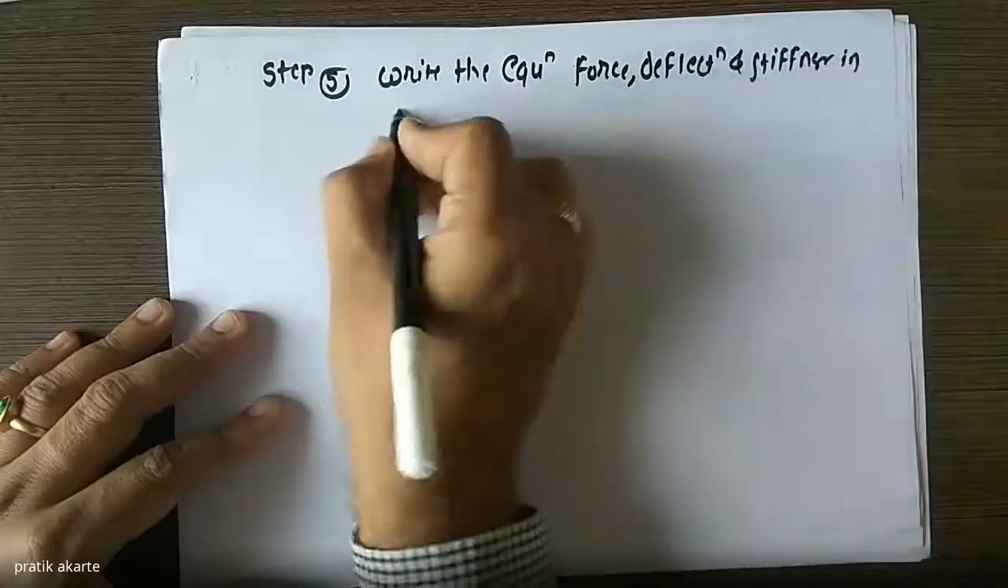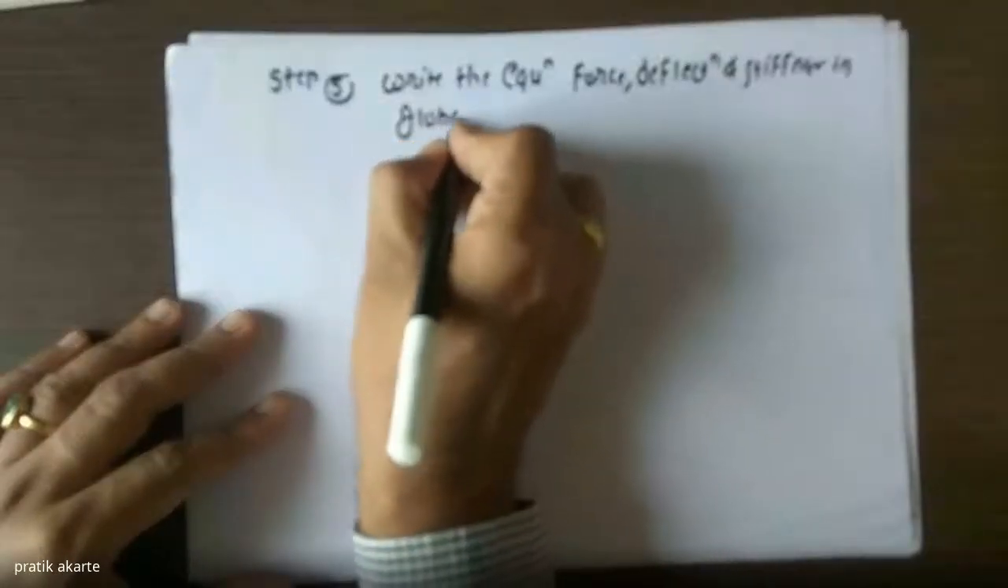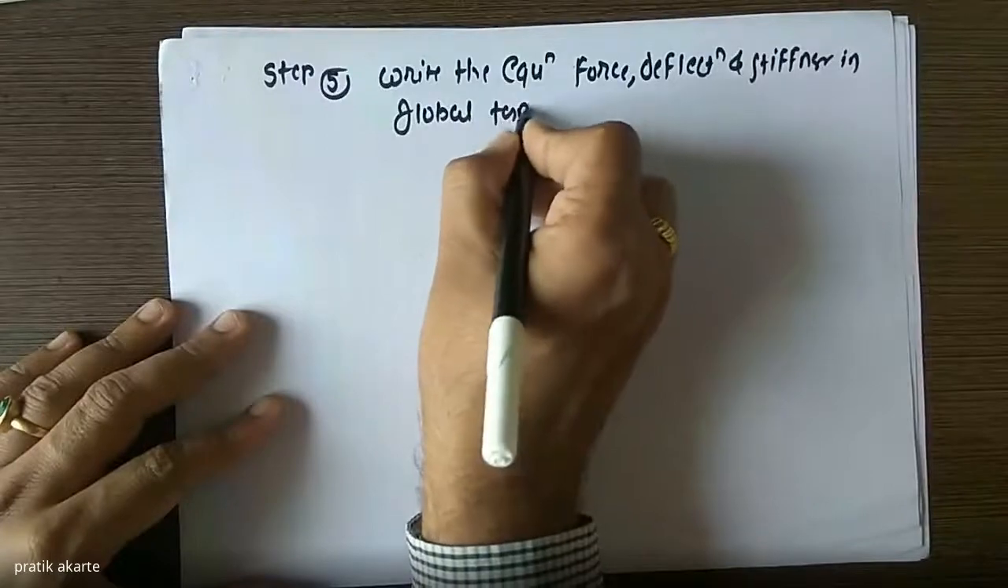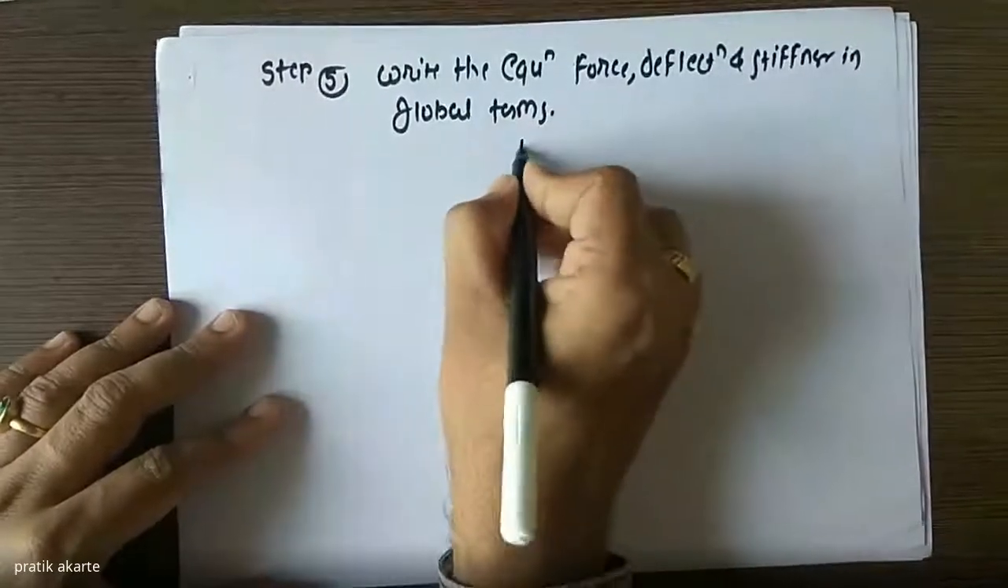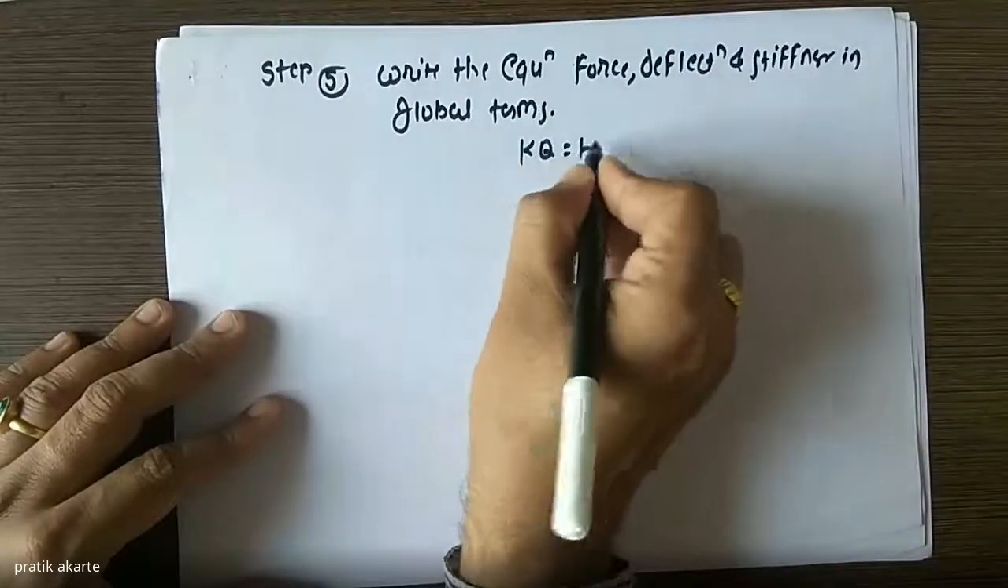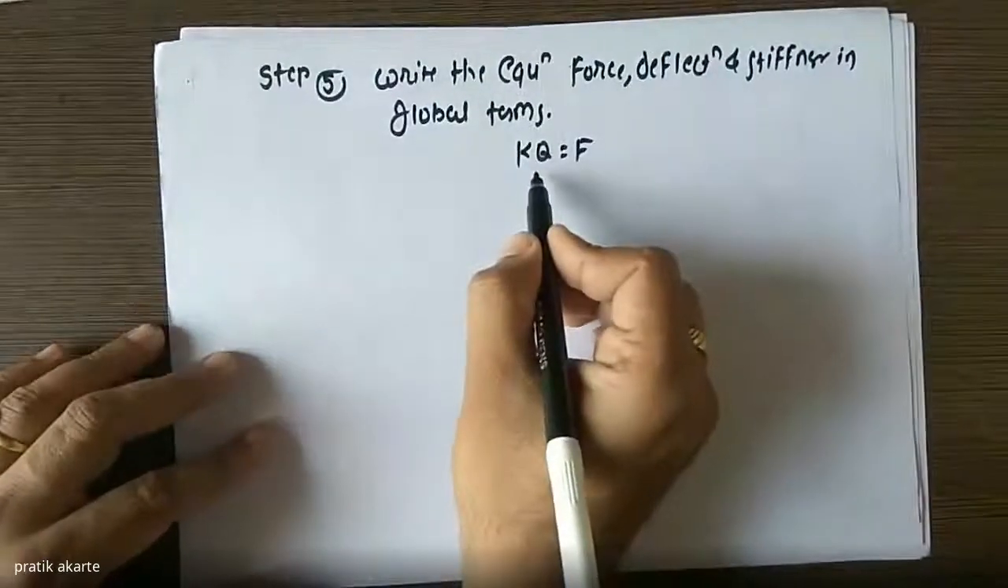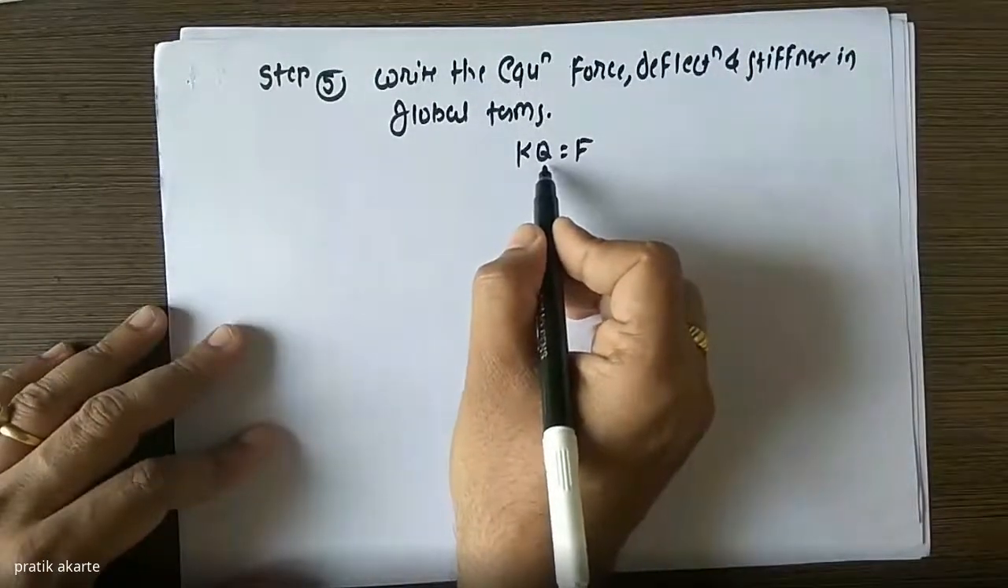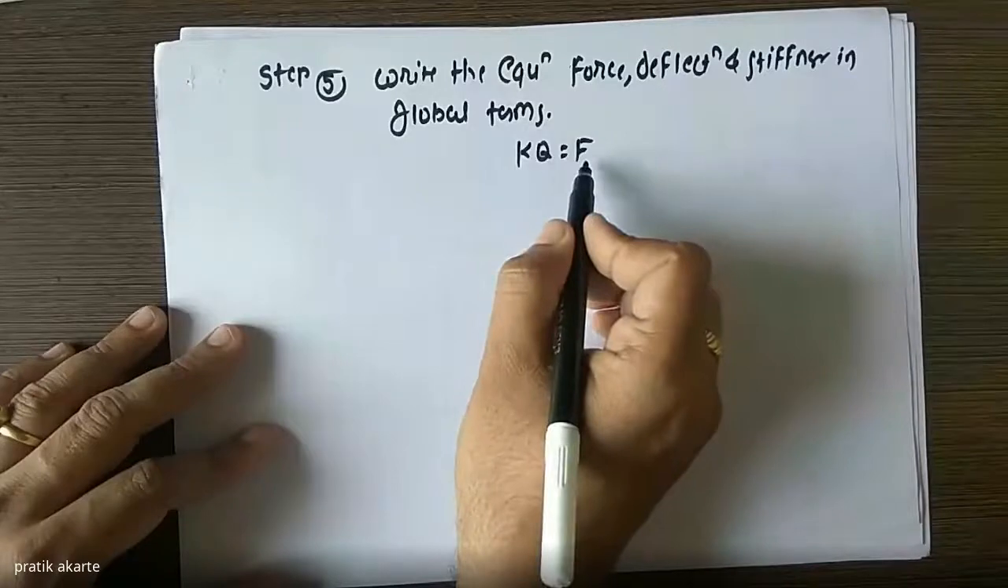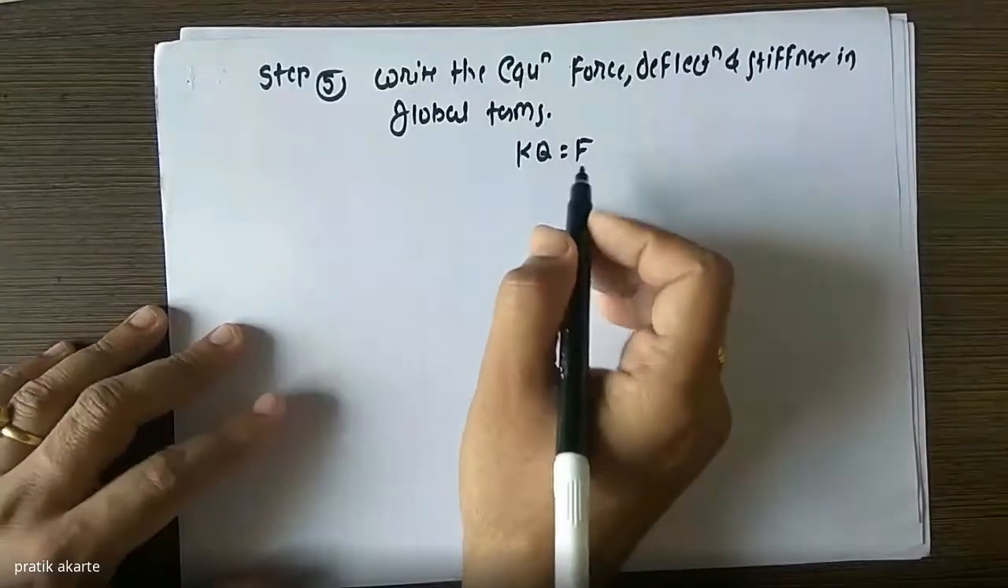In global terms. Okay, so what is that? KQ is equal to F. So K we have formulated as the global stiffness matrix, Q is the displacement vector and F is the force vector.